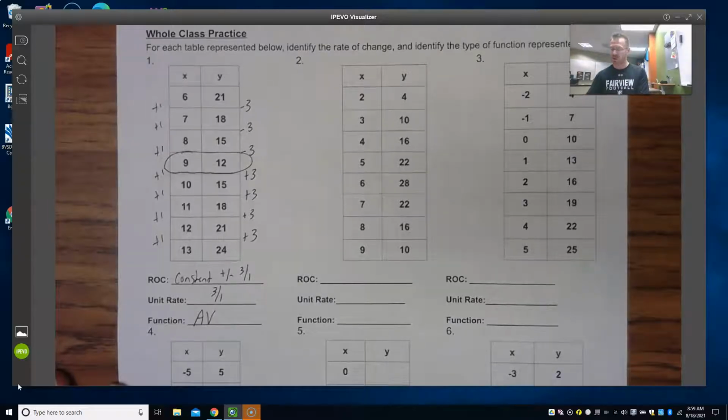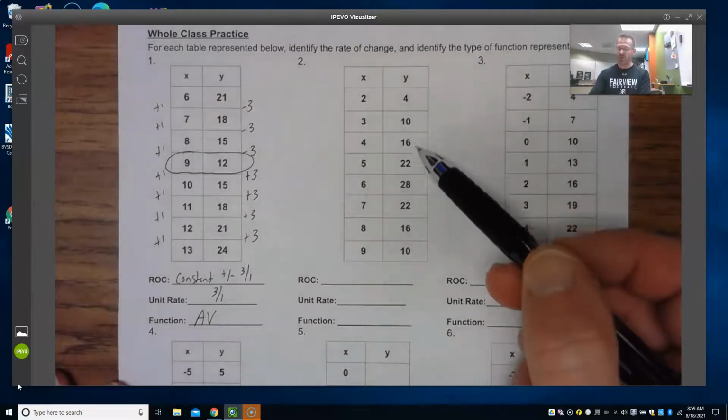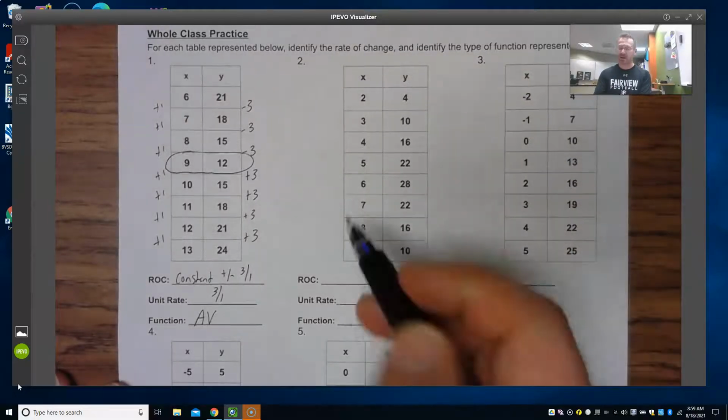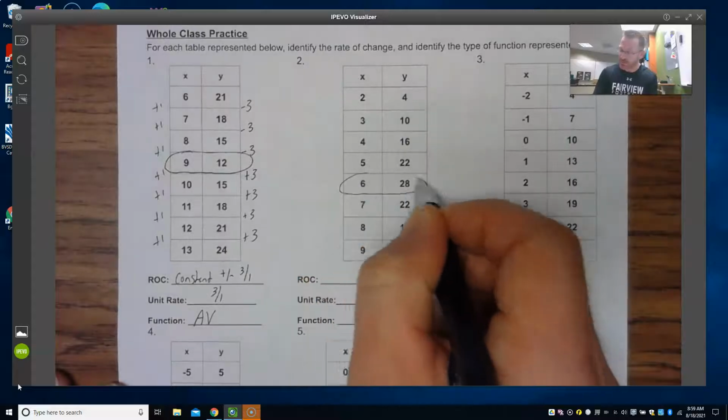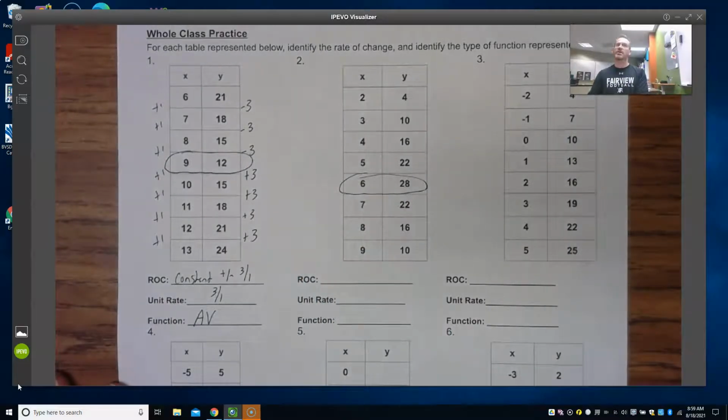All right, let's look at number 2. Once again, I want you to pause the video and see if you see a turning point. It could be a yes and it could be a no. If you do see a turning point, I want you to circle it. All right, let's see how you did. So when I look at this, I'm going up to 28 and then I start going down again. So I see I have a turning point right here. And so what I know right now is I'm either dealing with absolute value or quadratic.